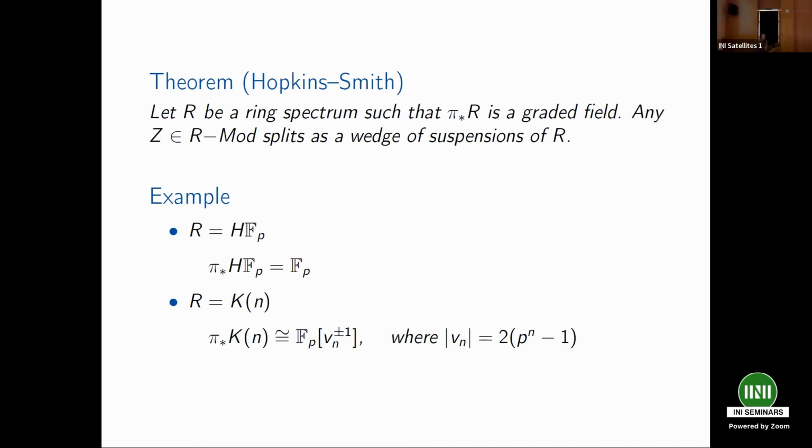The case that Hopkins and Smith were interested in is a little bit more interesting. You could look at Morava K-theory, the nth Morava K-theory. I'm not going to tell you what that is. Don't worry about it if you don't know. But the point is that its homotopy is a graded field. So it's Fp adjoin an invertible element, and you put that invertible element in some interesting degree. This plays an interesting role in, say, chromatic homotopy theory, which is why they were looking at it. But in any case, anytime your homotopy is a graded field, then you'll get this kind of splitting for modules.